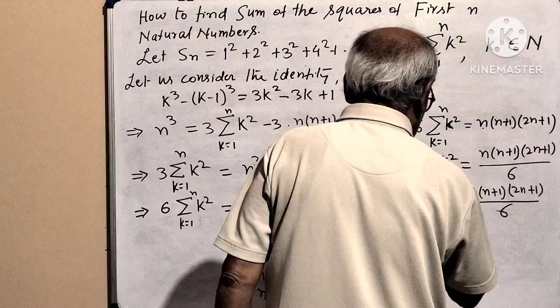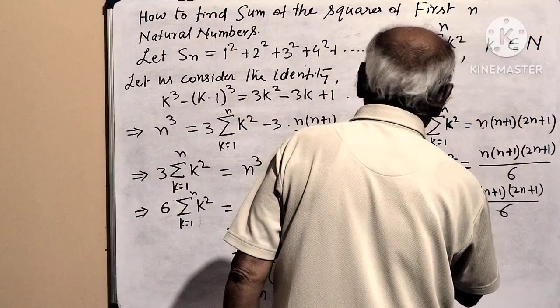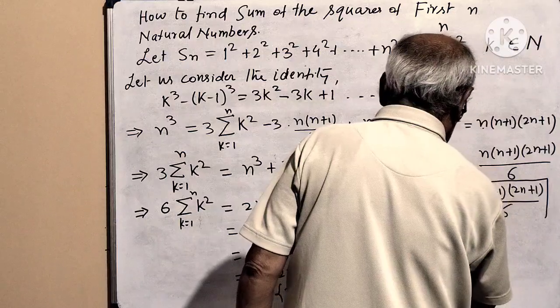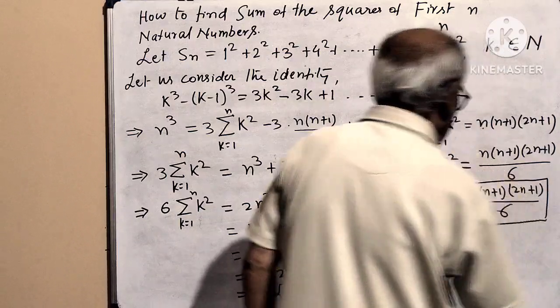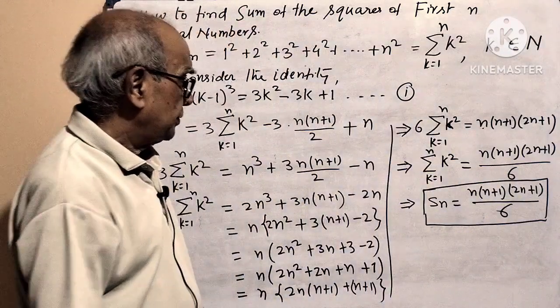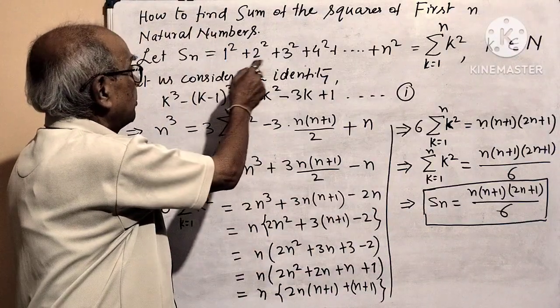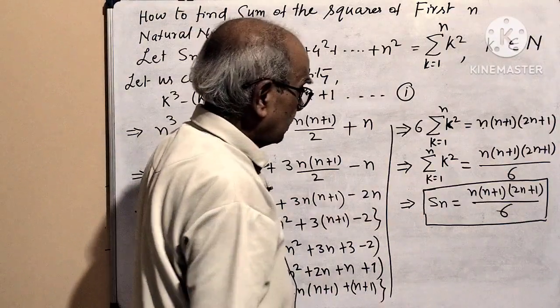So this is the sum of the squares of the first n natural numbers. Sn is the sum of the squares of the first n natural numbers.